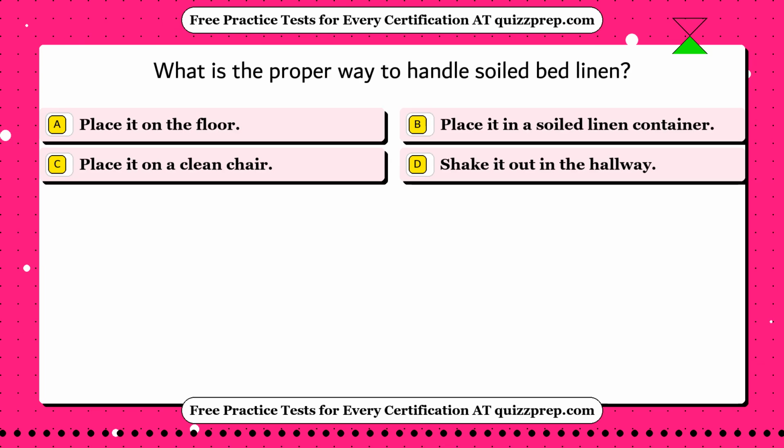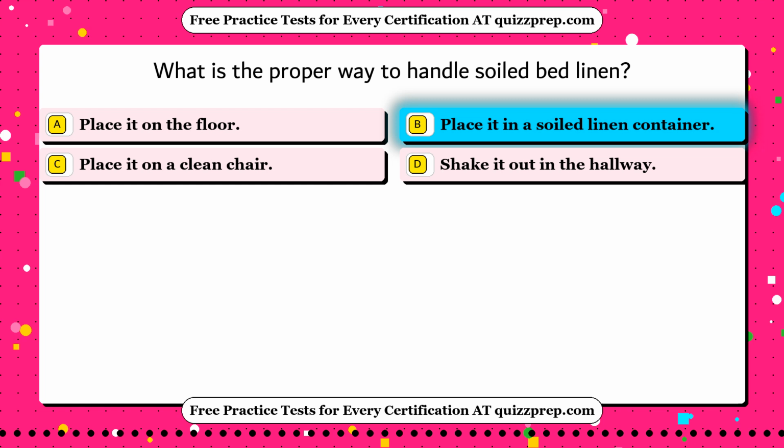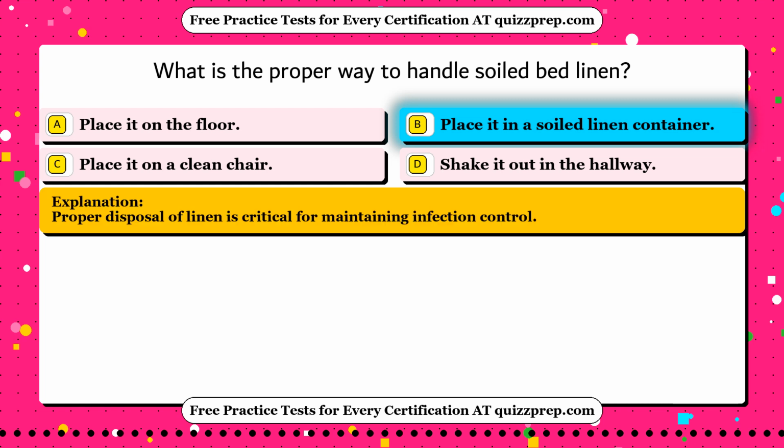Question 111. What is the proper way to handle soiled bed linen? Option A, place it on the floor. Option B, place it in a soiled linen container. Option C, place it on a clean chair. Option D, shake it out in the hallway. The correct answer is option B, place it in a soiled linen container. Proper disposal of linen is critical for maintaining infection control.